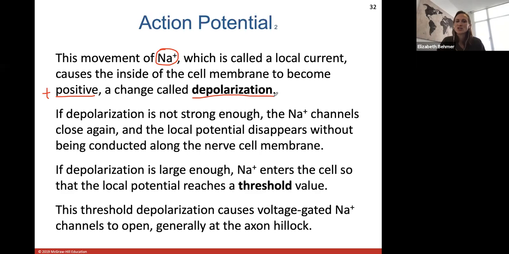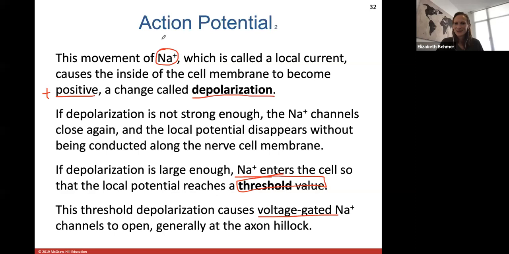If depolarization is not strong enough, the sodium channels will close again and the local potential will disappear without actually being conducted along the nerve cell membrane. But if depolarization is large enough, sodium will enter the cell so that the local potential reaches what we call a threshold value. This threshold depolarization causes voltage-gated sodium channels to open, generally all at the axon hillock.